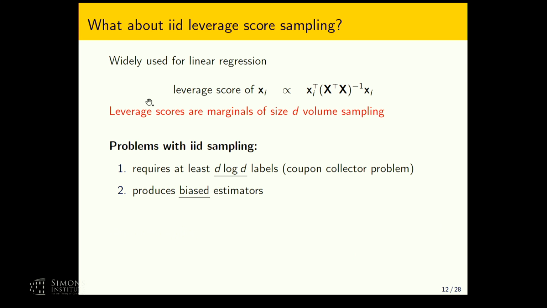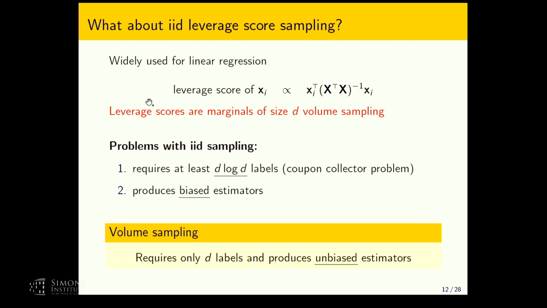One is you run into the coupon collector problem, which is that you need to draw d log d samples to get meaningful guarantees in general. The other one is that the estimators you get, at least for least squares, are biased.